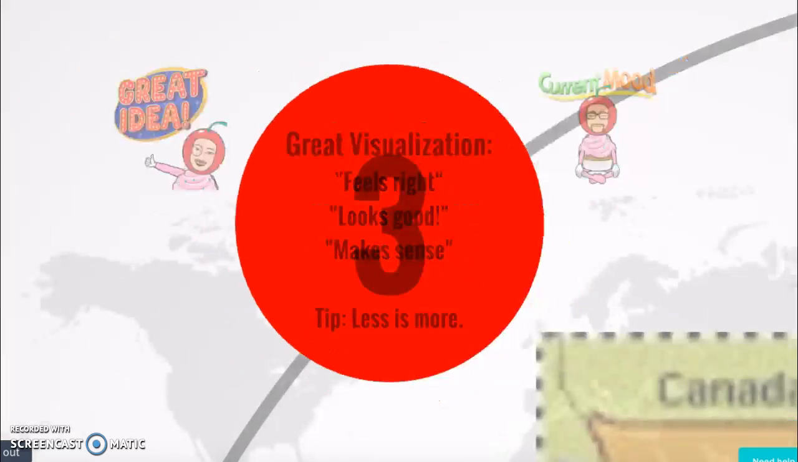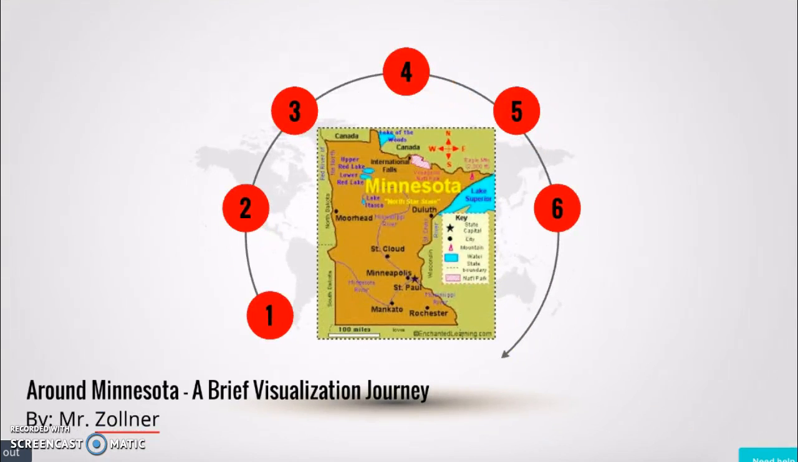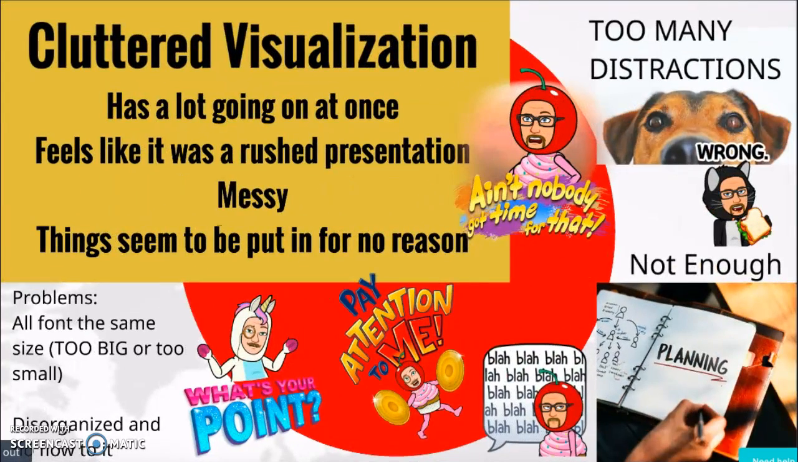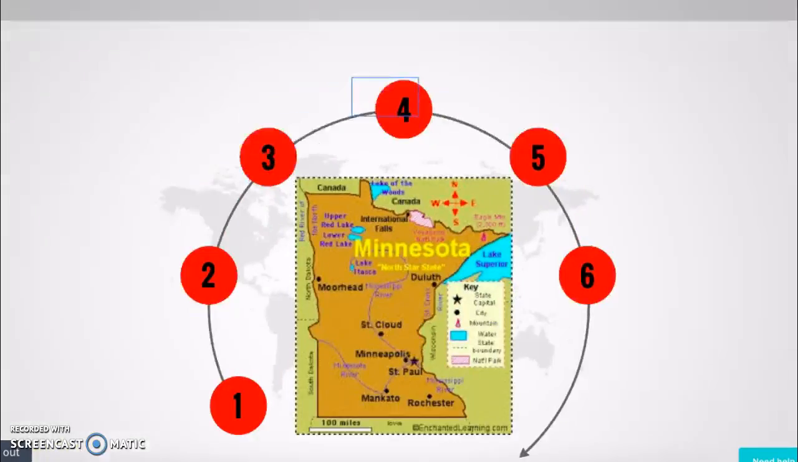However, then we come to something called cluttered visualization, and this, as you can see, is all over the place. It has a lot going on at once. It feels like it was a rushed presentation. It's messy. Things seem to be put in there for no reason, just to get your attention. Font is all over the place, and there's no flow to it. We don't want something like this. Less is more. Stay away from these crazy visuals that do not help you.